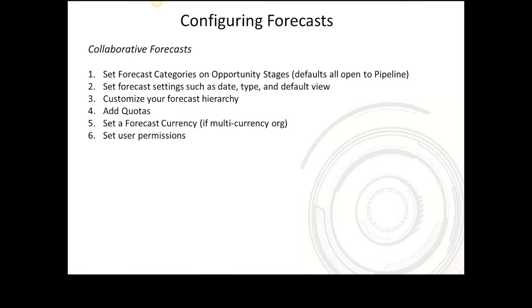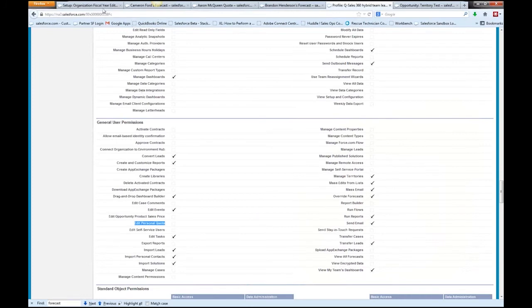For collaborative forecasts, we have some of the same actions for setting it up. Of course, you want to set your forecast categories. This one can be a little customized, like we saw in the first example. You do want to set forecast settings, which is a little bit different. So let me go ahead and show you how that looks.